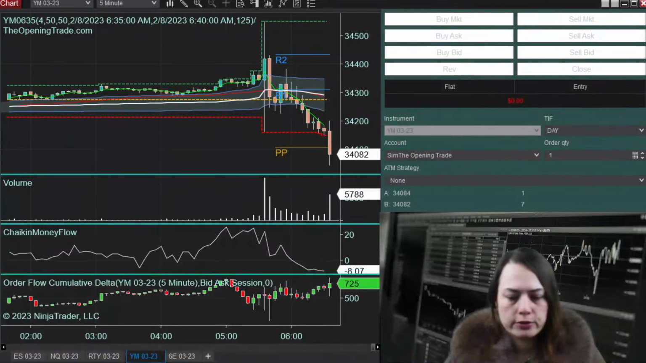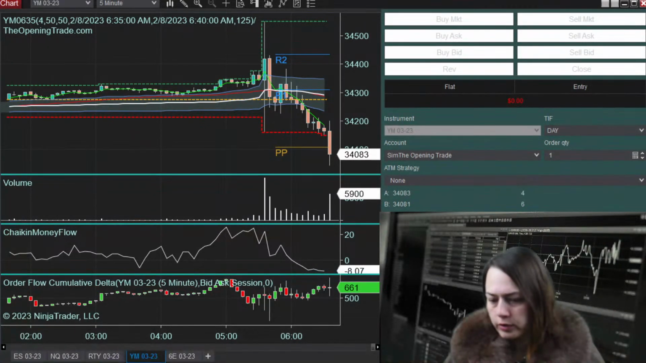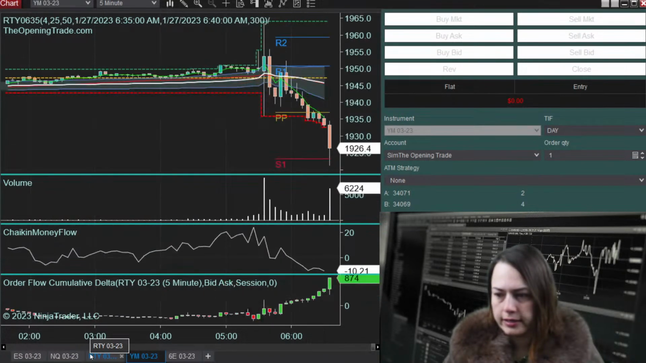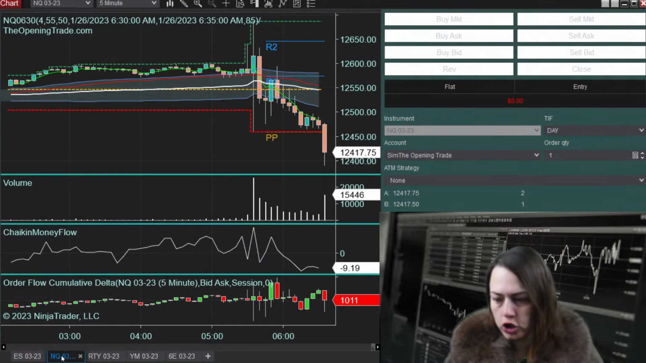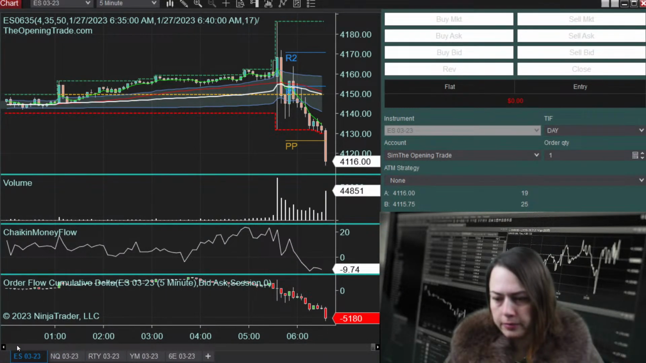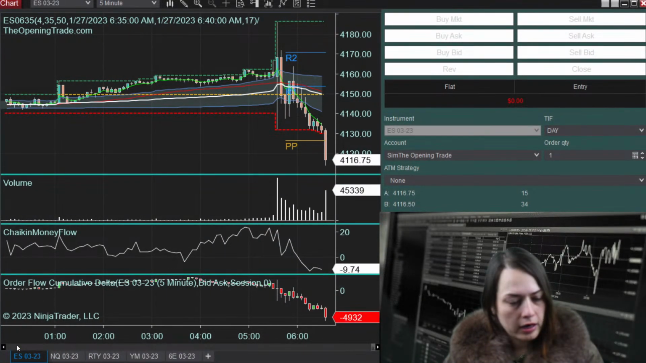All right, so again, we're going to be looking at these charts here, just trying to get a look. Let's see what's making the market move today.